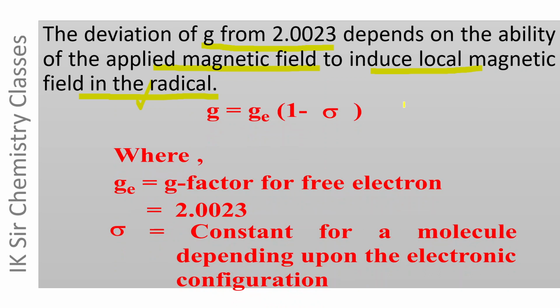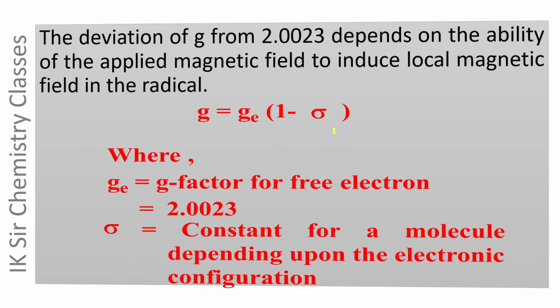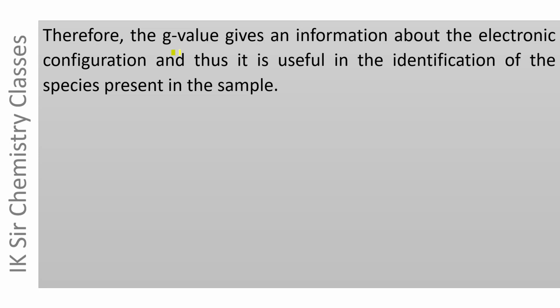The G value is given by this expression: G is equal to GE into (1 minus sigma). Here GE is the G factor or G value for free electron, that is 2.0023, and sigma is a constant for a molecule which depends upon its electronic configuration. It means the G value depends upon the electronic configuration. Therefore, G value gives information about the electronic configuration, and thus it is useful in the identification of the species present in the free radical sample.